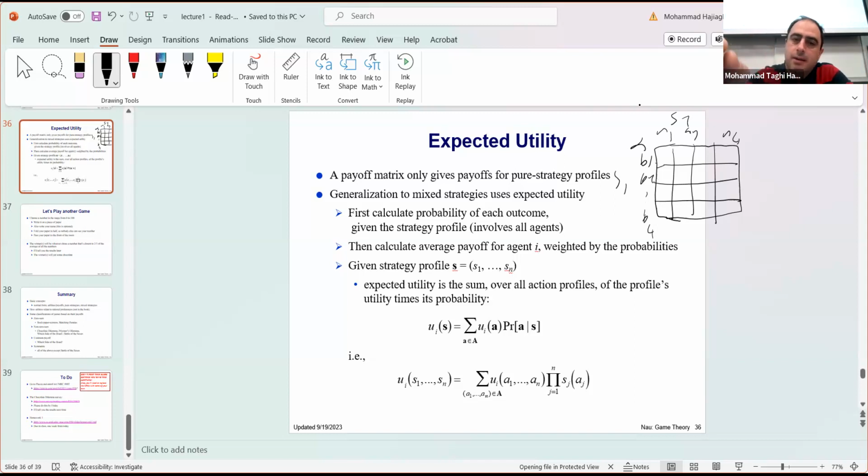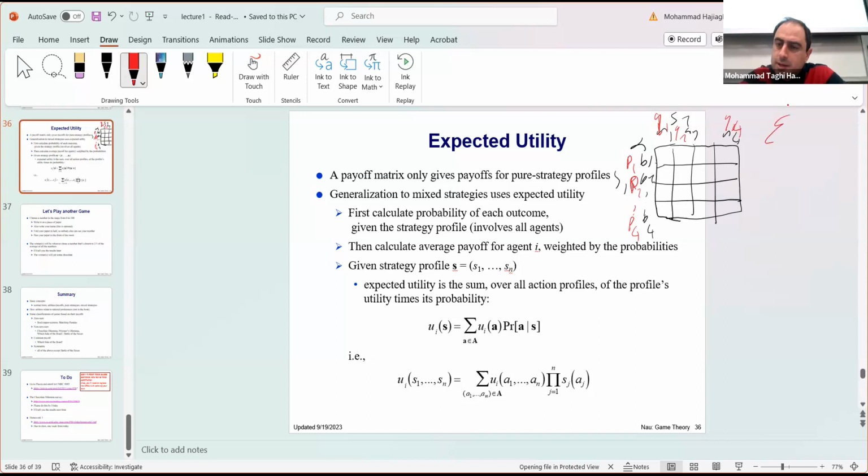What's the meaning of that they are mixed? It means that there is some probability. So here, P1, P2 to P4 here. And here I will call it Q1, Q2 to Q4. So these are the probabilities.